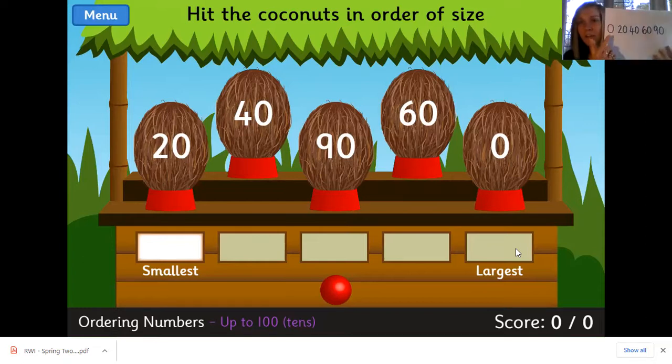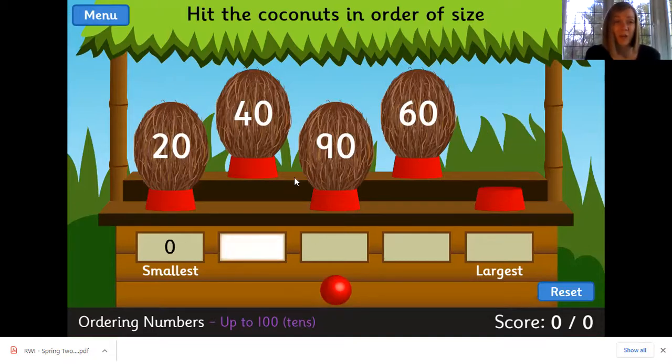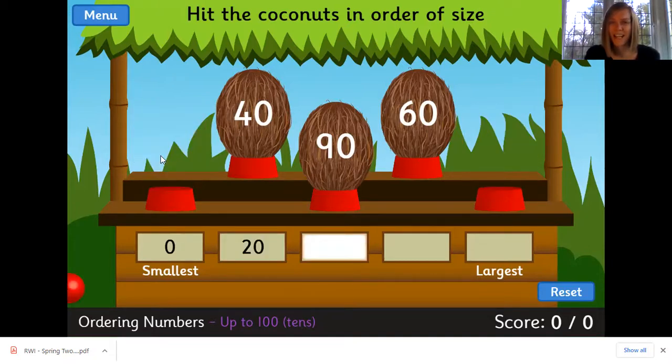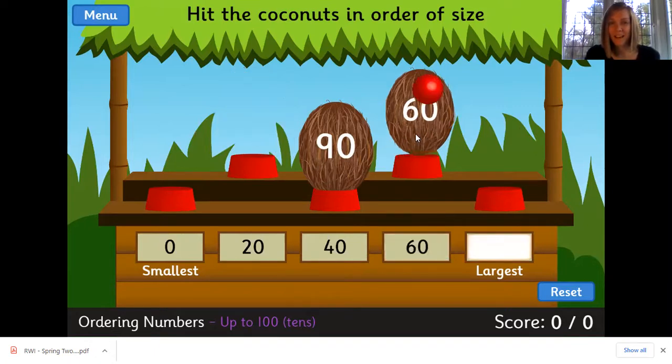Let's have a look. I've gone for 0 first, no tens or no ones. Then I've gone for 20, 40, 60, and then 90. I wonder if you got the same order as me. Should we see if we're right? Okay, I'm going to use my board and I'm going to knock them off. Can you shout out the first number to knock off? It's going to be 0. Then we're going to go for 20. What's that next number that I'm going to put in my order? Shout it out. 40. Then I'm going to go for 60. And what's my last number going to be? What's the largest number?